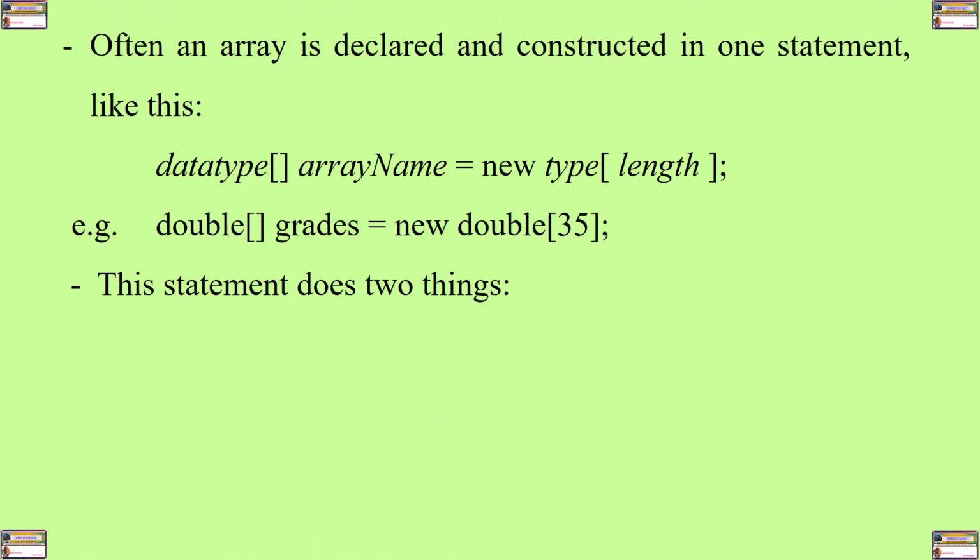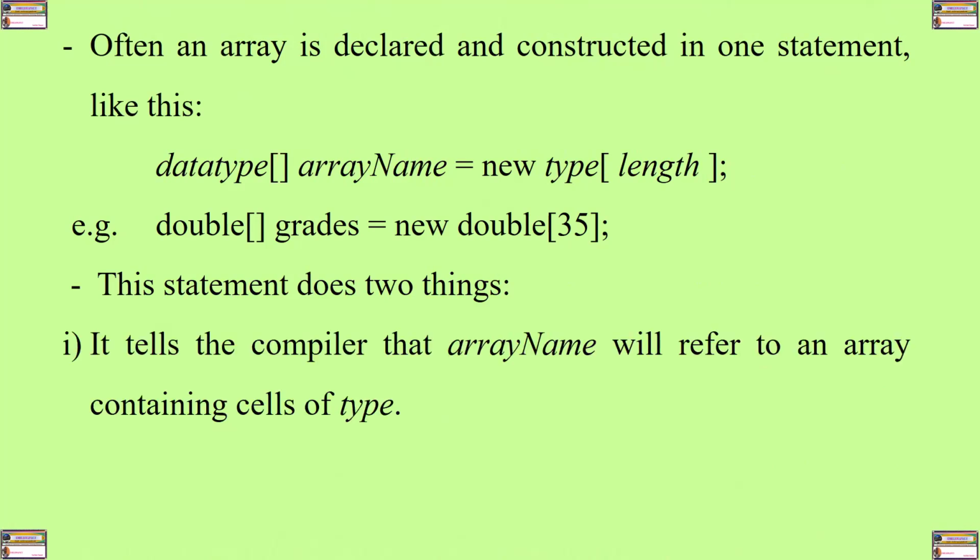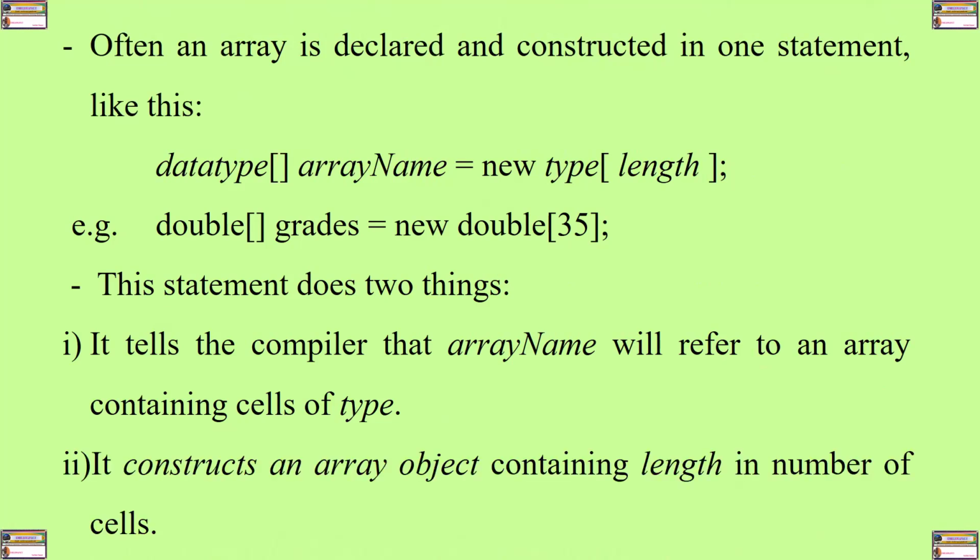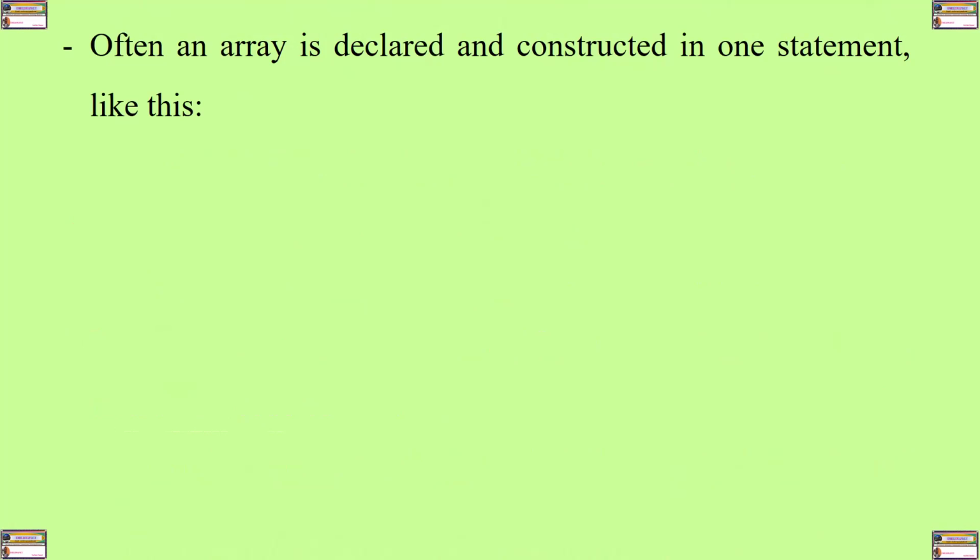This statement does two things. So I want to expound this statement, my dear students and the rest of the learners. The first one, it tells the compiler that array name will refer to an array containing cells of type. Number two, it constructs an array object containing length in number of cells. I hope you have gotten that, my dear students and the rest of the learners.